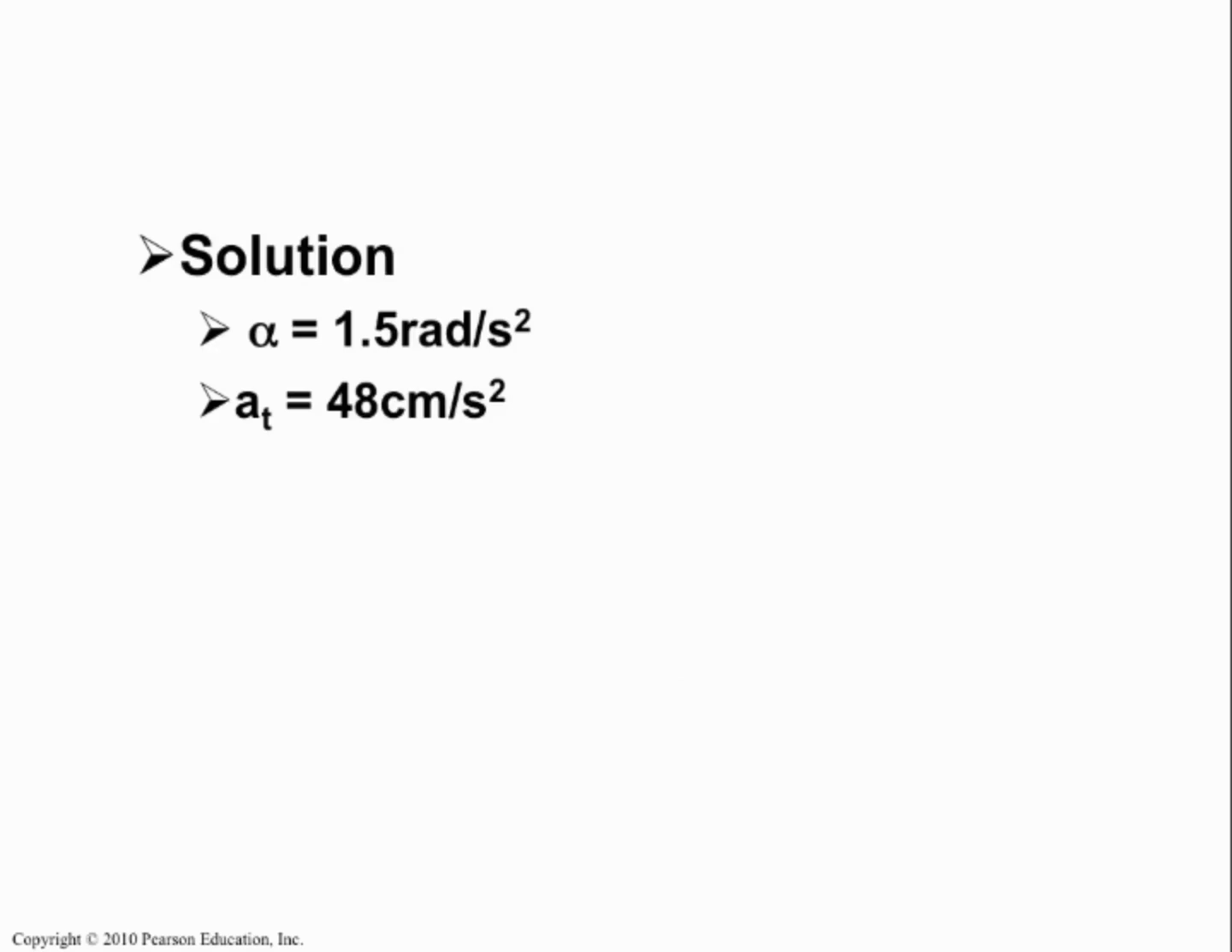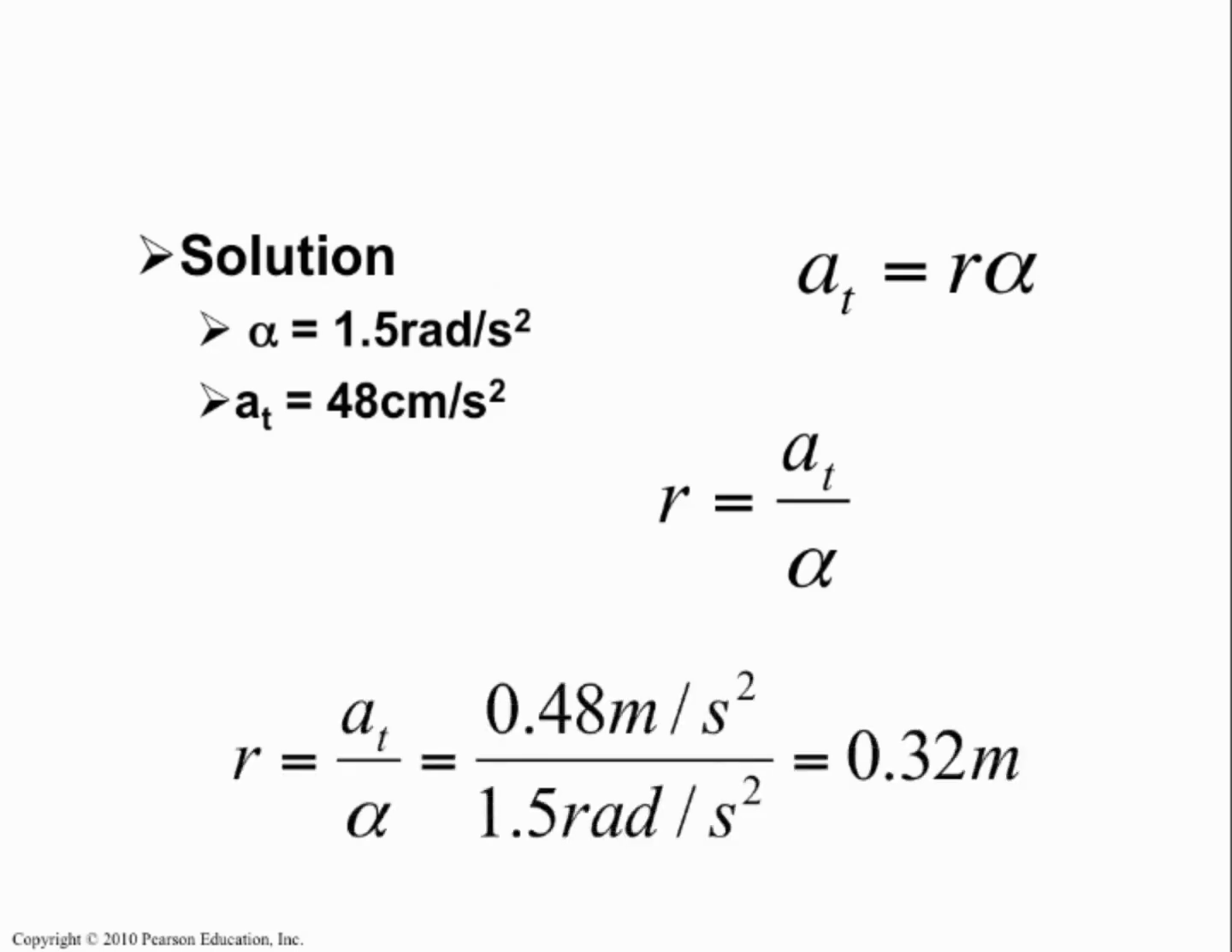Here's the solution. Alpha equals 1.5 radians per second squared. That was given. A sub t equals 48 centimeters per second squared. That was given. We use the relationship of a sub t equals r alpha. And therefore r equals a sub t over alpha. And we have our plugging and chugging step, and we end up with 0.32 meters.